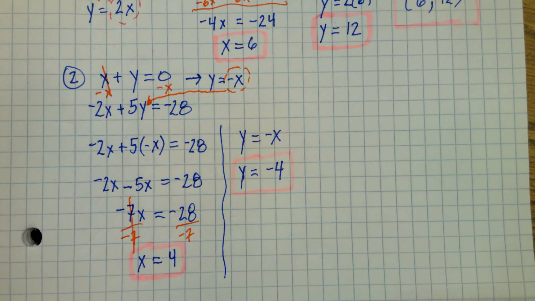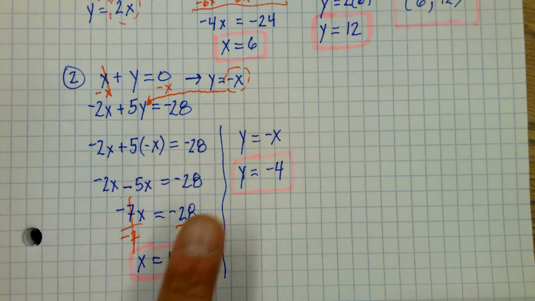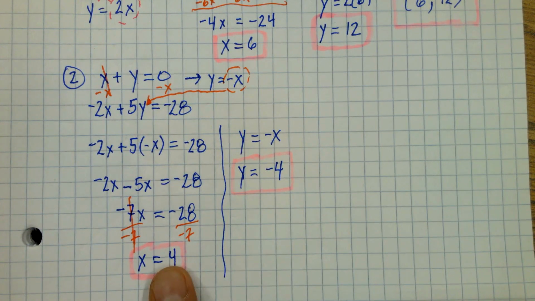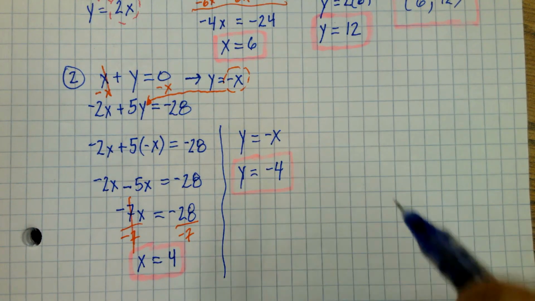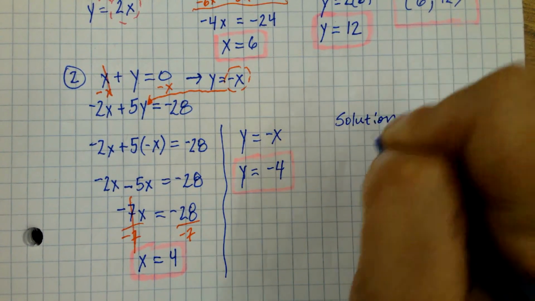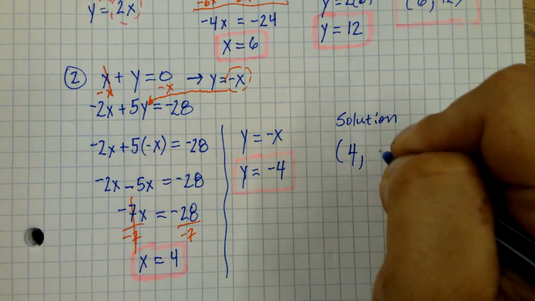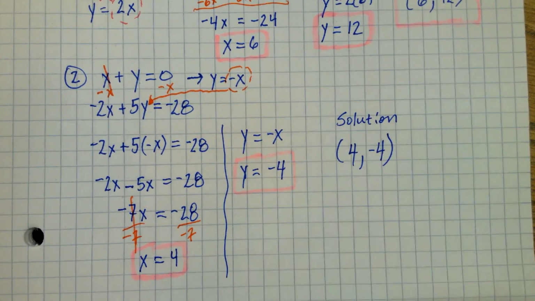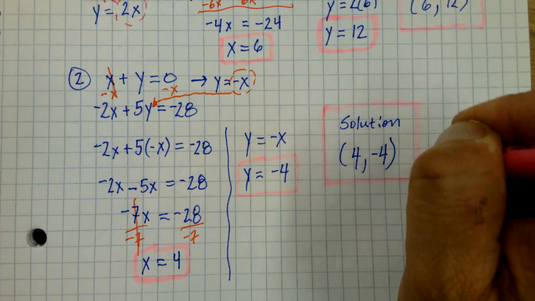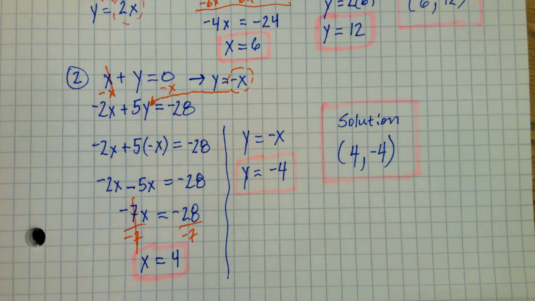So all I did was plop that in. I replaced the x part with 4, but we still have that negative. So it's x is 4, y is negative 4. So the solution is 4, comma, negative 4. And that is what we're looking for. 4, negative 4. That's where the two lines would intersect.